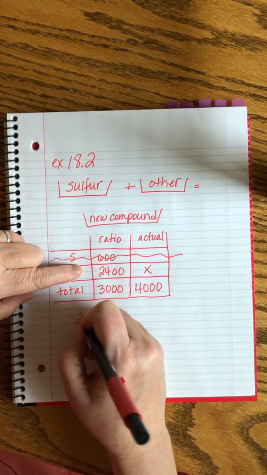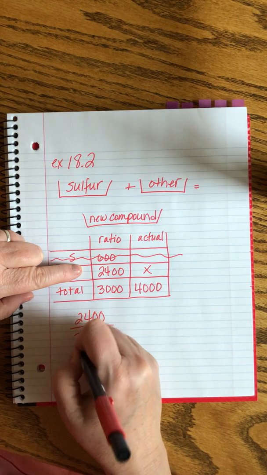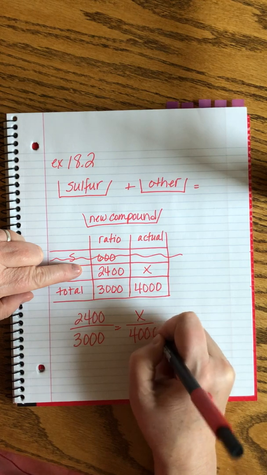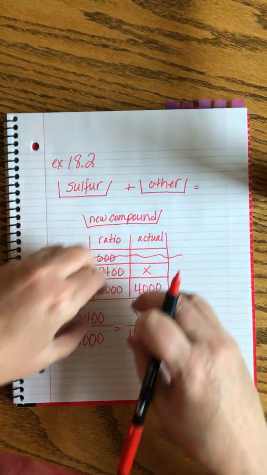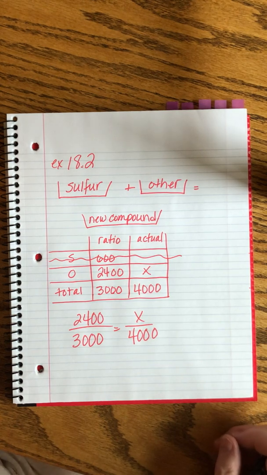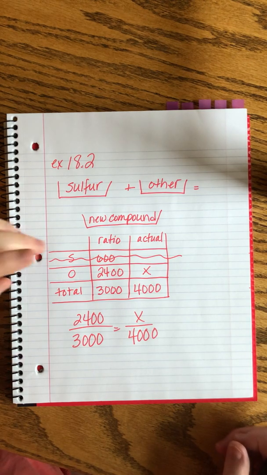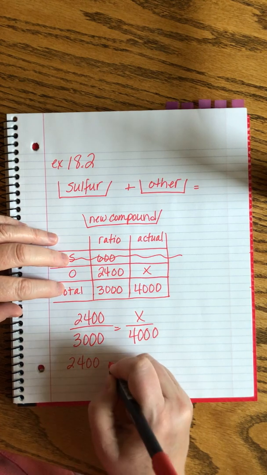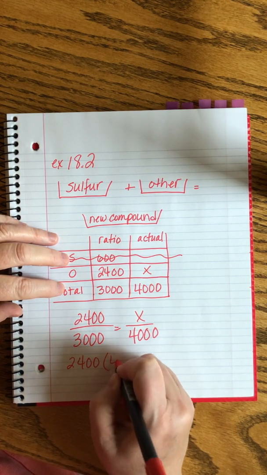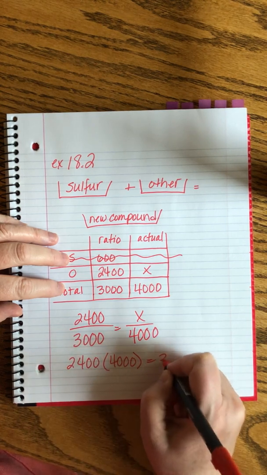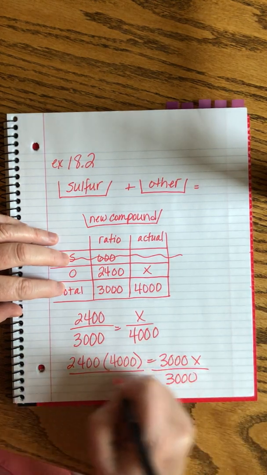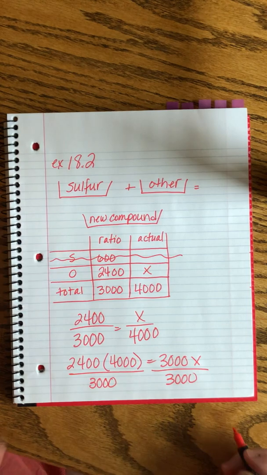So we say 2,400 over 3,000 equals x over 4,000. Right? We just lift them off and drop them into the proportion. We don't have to think about this at all, okay? It always works that way. Now we're ready to cross multiply. 2,400 times 4,000 equals 3,000 times x, divided by 3,000. Beautiful, looks good, right?